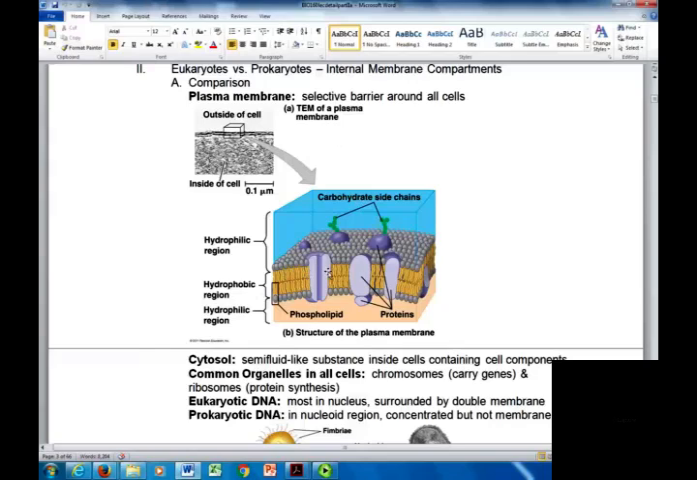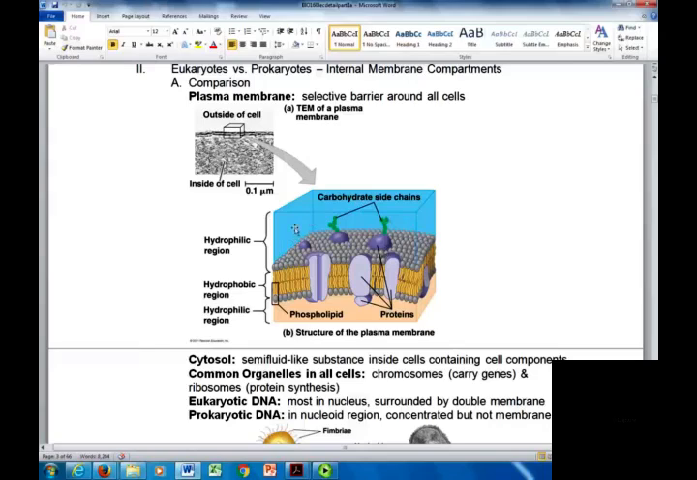Here is an image of the plasma membrane. All of these little small gray and yellow pieces represent the phospholipid bilayer. It's a bilayer. There are two layers of it, and you've got the fatty acid tails pointing towards the middle from both sides. Then you've got proteins that are embedded in the surface, and then you can have carbohydrate side chains and various other things that are attached on the outside.